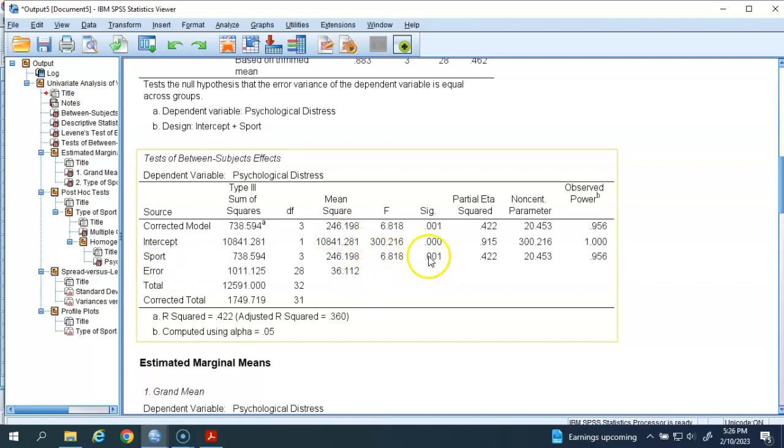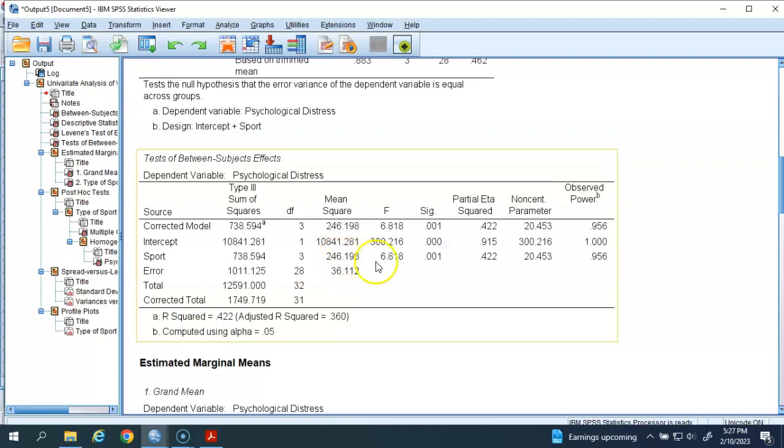So we have an overall. Now let me go over things that are important. We can sort of not worry right now about corrected model or intercept. We can focus on our sport, our error, and our corrected total. So we see sport, that's our main effect. We go over, we see 3 degrees of freedom. We had 4 groups. 4 minus 1 is 3 degrees of freedom.